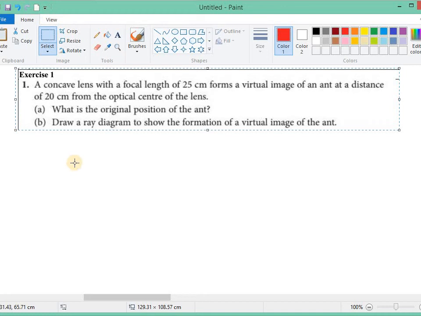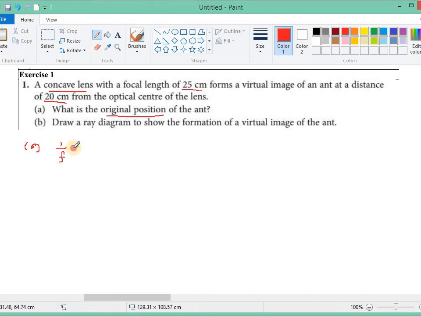Next, exercise number 1. A concave lens with focal length of 25 cm forms a virtual image of an object at a distance of 20 cm from the optical center of the lens. What is the original position? So what it wants here is the object distance.